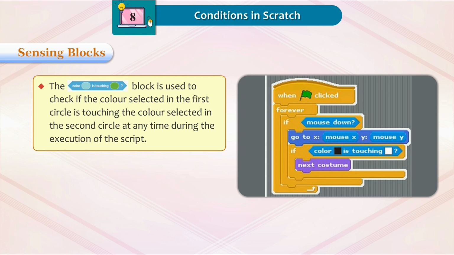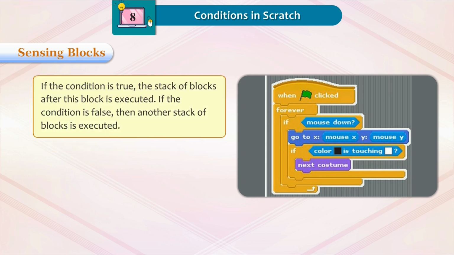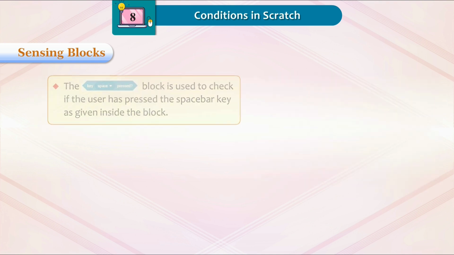The color is touching block is used to check if the color selected in the first circle is touching the color selected in the second circle at any time during the execution of the script. If the condition is true, the stack of blocks after this block is executed. If the condition is false, then another stack of blocks is executed.